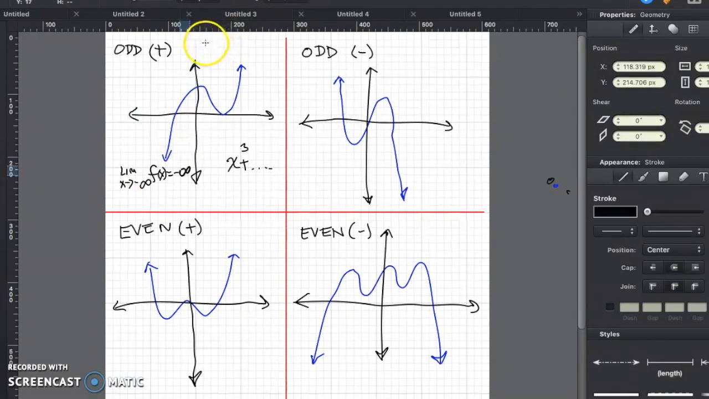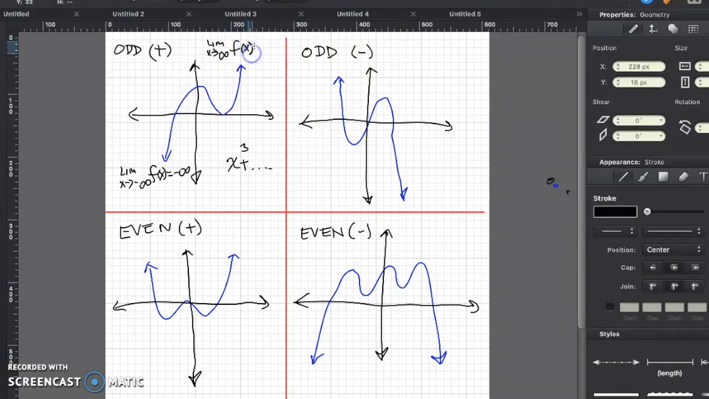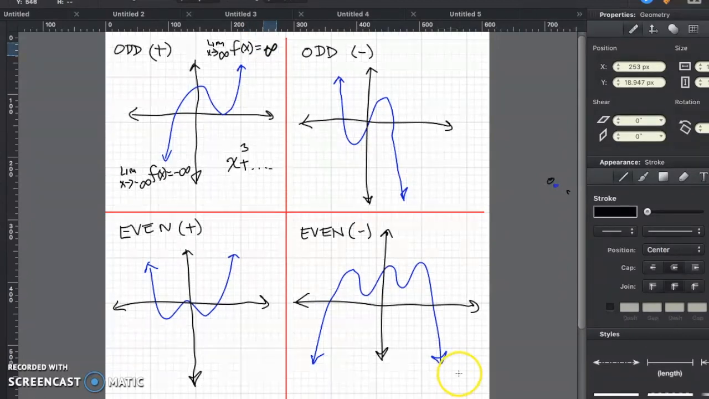Likewise, right here, we're going to have the limit as x approaches positive infinity. So as it goes this way, our graph, our function, goes which way? It goes to positive infinity.